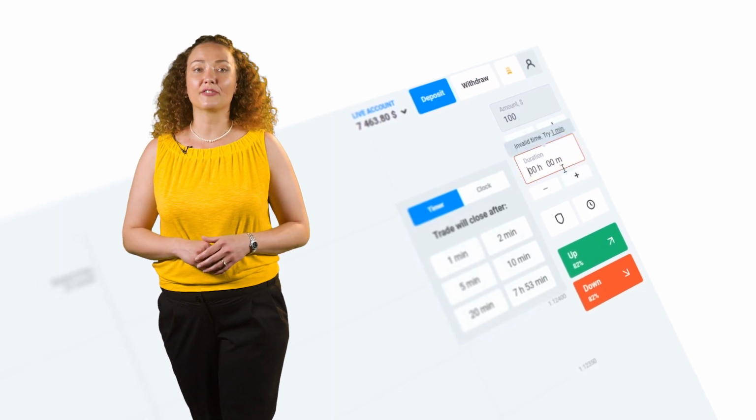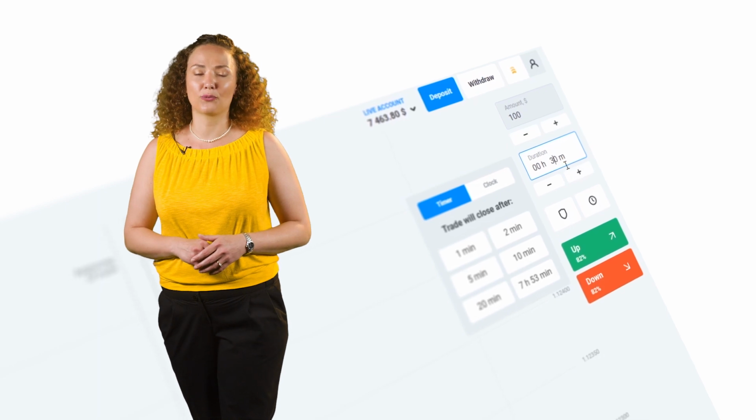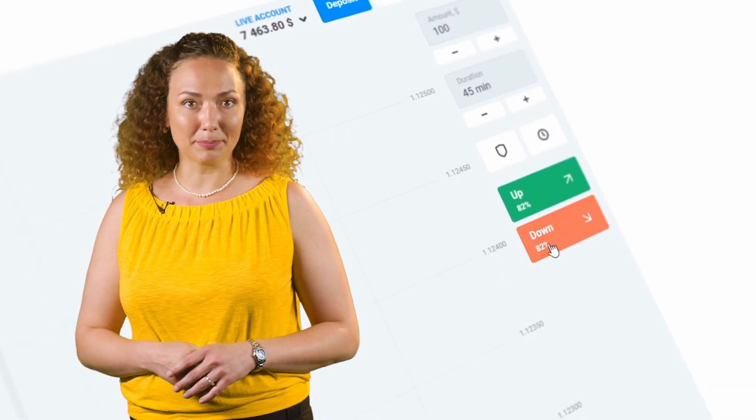And in this case, my trade duration should be 30 to 45 minutes. So looking at this example, we have Euro-US dollar, and we're looking at the 15-minute time frame. And if we determine that the price will be higher than the current price in 30 to 45 minutes, then we will click on the green button. If we believe it will be lower than the current price, we would click on the red button.